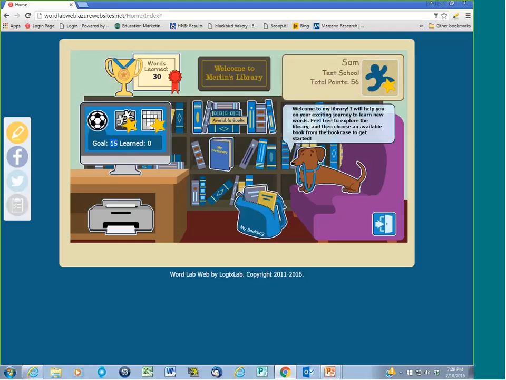And if Sam had set the highest goal in his school and achieved it, his name would be announced right over here. Now you notice that on Sam's home page, the dog Merlin has a leash. That's because Sam has earned enough points to take Merlin for a walk. And taking Merlin for a walk is a game that you can play. It's kind of like Mario Brothers. So that's just to give you a little break and a recognition for your hard work.